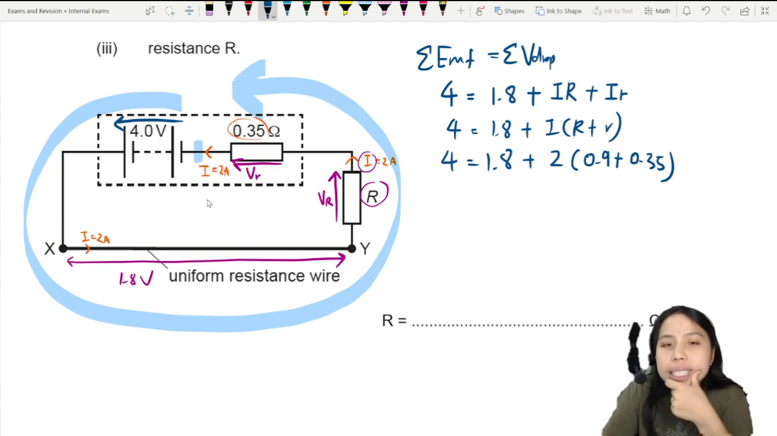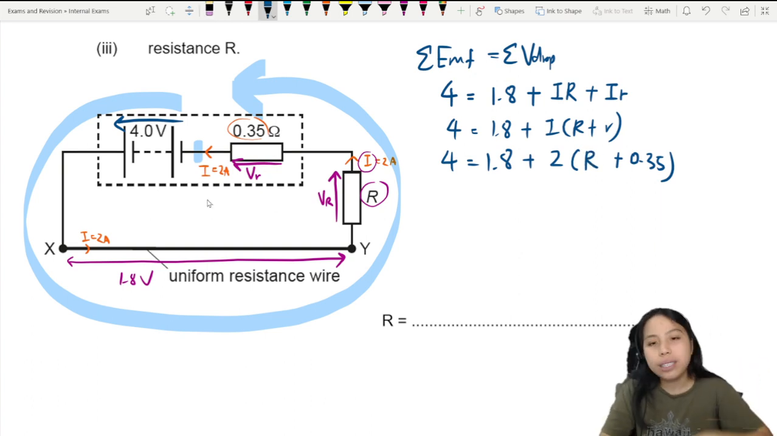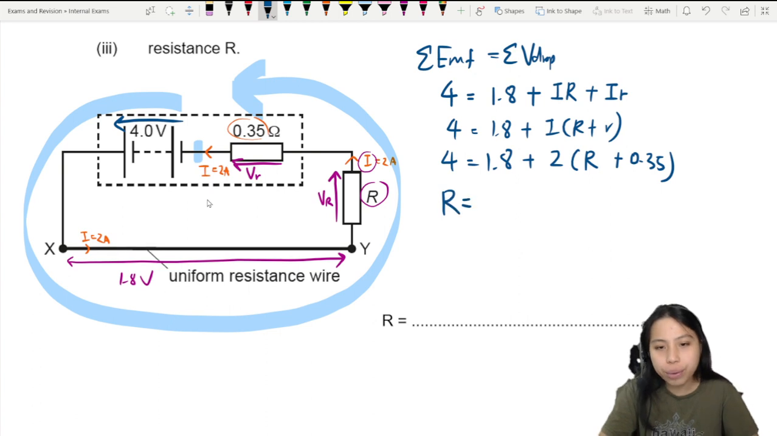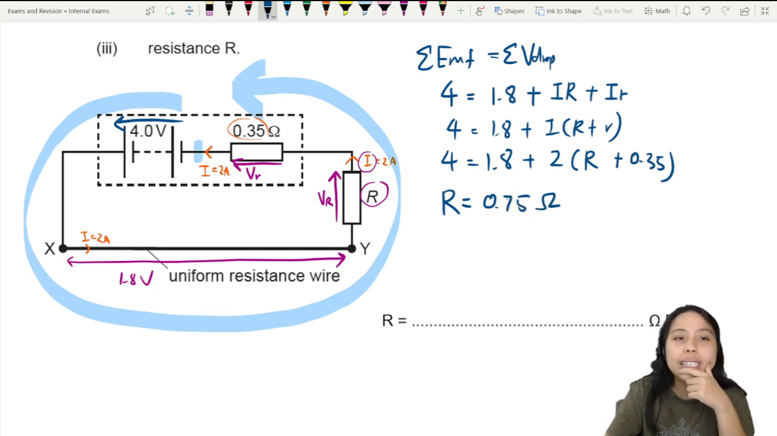This R here, sorry. This 0.9, we don't know why it is. We are trying to find the R, confused with the other R there. So here we find the R. We get 0.75, okay, that's in ohms.